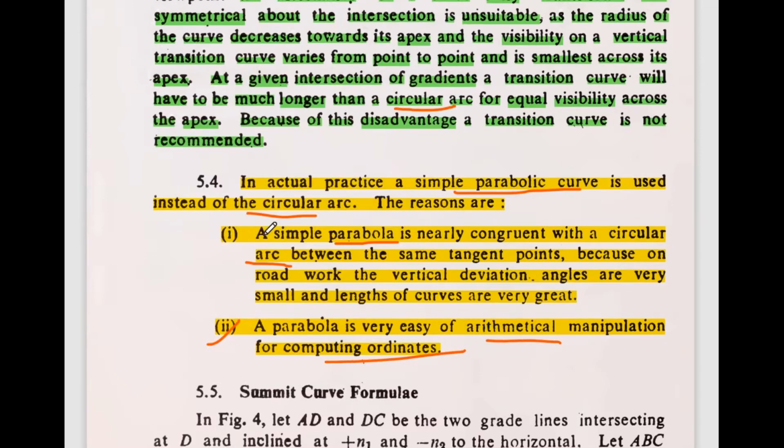So what the first point says is that if this is a circular curve and we try to draw a parabolic curve along the same 2 points, then this parabolic curve is also nearly congruent to the circular curve. So we are using the parabolic curve instead of the circular curve. And what the second point says is that it is very easy for arithmetical manipulation. In detail, we will see why they have mentioned this point in the further part of this video.